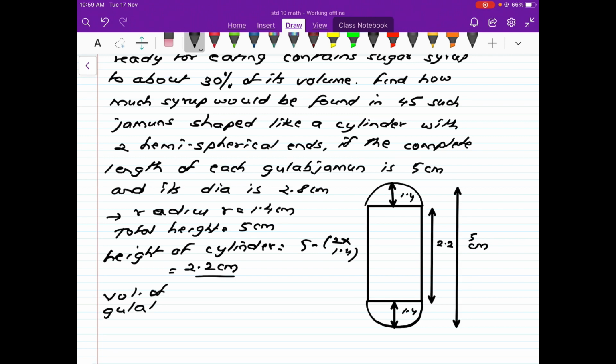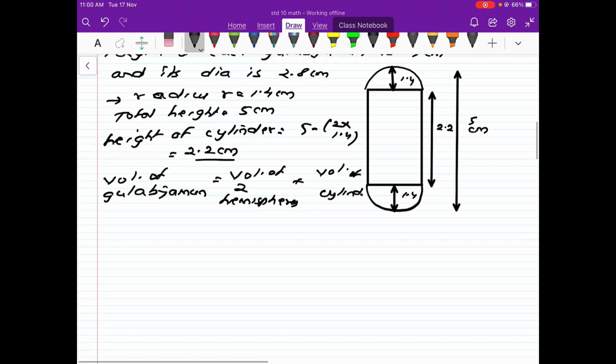So what is the volume of the gulab jamun? It is given as the volume of two hemispheres plus the volume of the cylindrical part. So if we add these volumes, we will get the total volume. So this we will write as, what is the volume of two hemispheres? 2 into 2/3 pi r cube plus volume of cylinder is pi r square h.